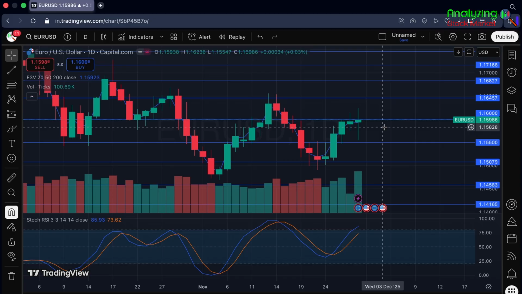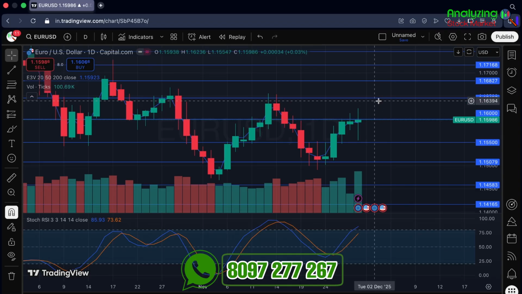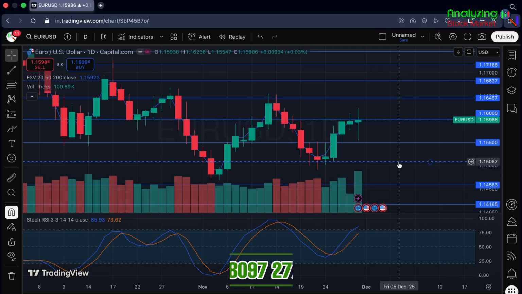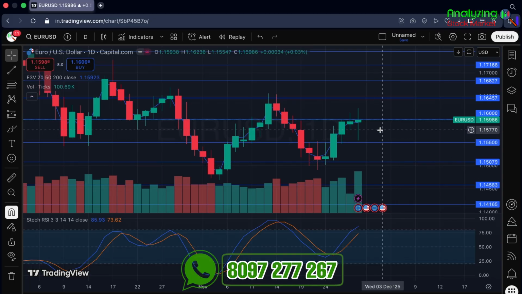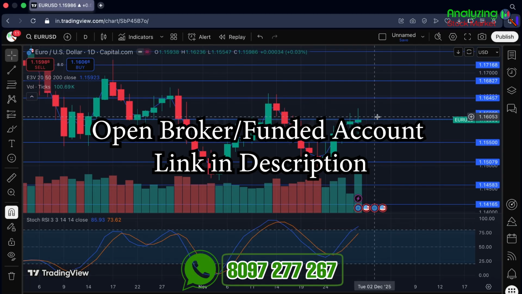Now let's talk about my opinion on the Euro USD pair for this week. According to the previous week's closing, I'm expecting a positive move in this range, that is 1.1600 to 1.16457. I'm expecting a closing in this range. If you're going for any short trade, then only go for a short trade once 1.15500 gets breached and a 1 day candle or a 4-hour candle closes below this, and we can go short till 1.15079. Overall, my expectations are a bit positive in this range for this week.